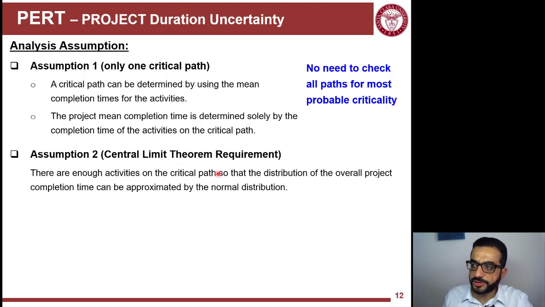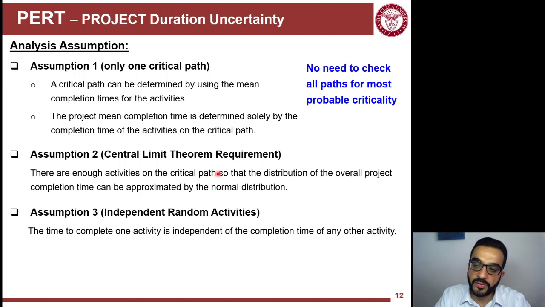The second assumption here is that the requirement for central limit theorem to work is to have many activities to add up. But in our case, in projects, especially when you talk about a path within a project, you will not find many activities, maybe 20, 30, maximum 100. So that's maybe not enough to statistically use central limit theorem, but we'll assume that that's fine in our case.